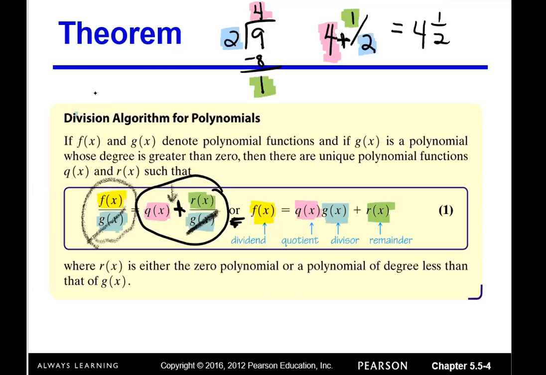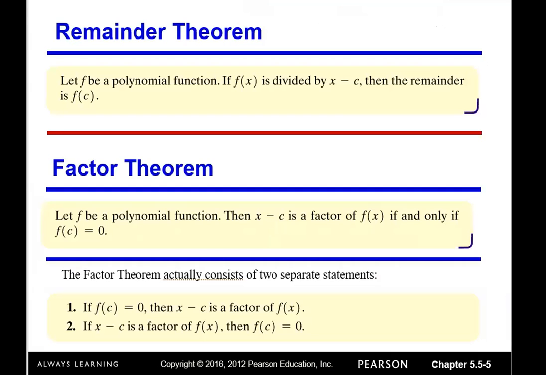So if there is no remainder, then you have just found the polynomial answer, and it's a 0. The r of x is either going to be the 0 polynomial or a polynomial of degree less than that of g of x, because it'll be a remainder. Now, the remainder theorem says, let f be a polynomial function. If f of x is divided by x minus some random number c, then the remainder is actually f of c.